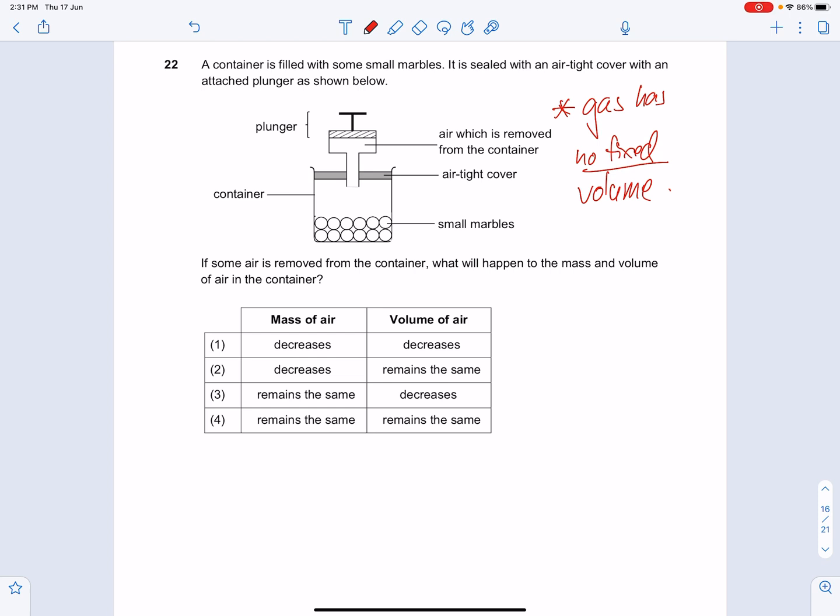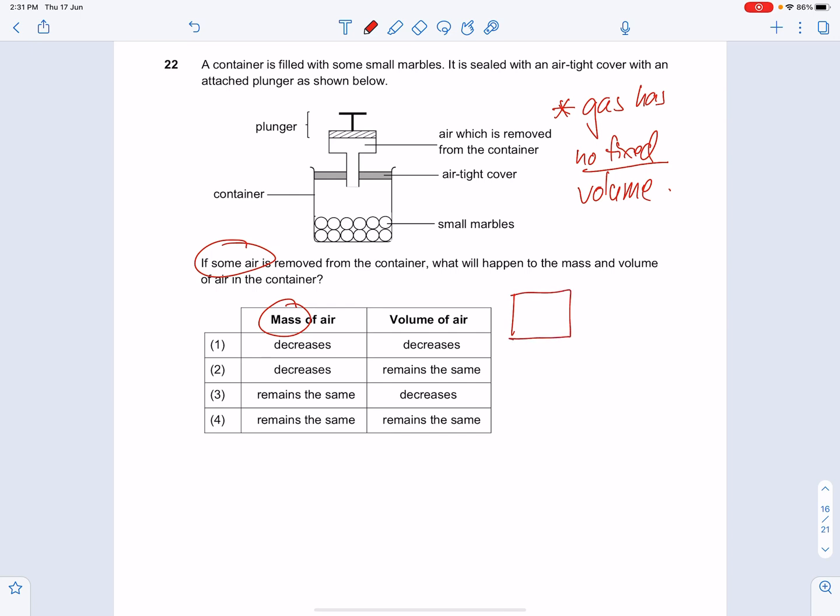You can compress air, you can also so-called expand the air to occupy space. But I wouldn't so much use expand in this case because that's not the usual convention, but just to give you an idea of it. So the air particles will spread themselves out to occupy whatever space they are given. Now remember, mass deals with the amount of matter used to make a particular object. In this case, it changes because you have removed some air.